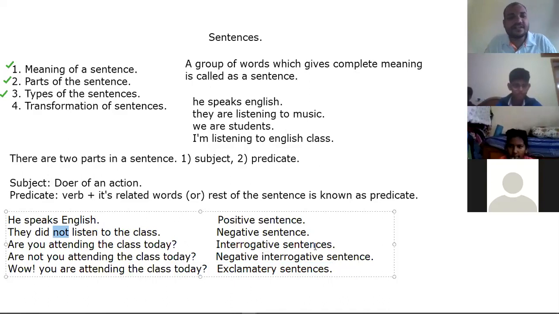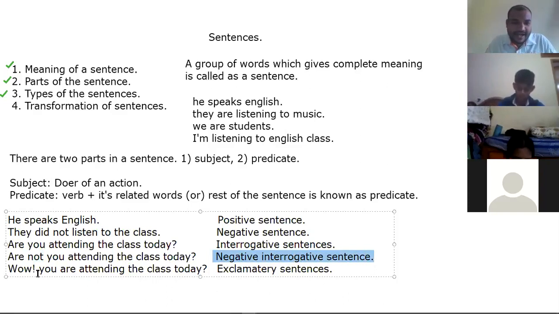So next, third type. What is the third type? Interrogative sentences. How can you identify these? Question marks. Very good. By observing the question mark. If there is a question mark, then it will be an interrogative sentence. In the sentence, there is a question mark and a negative word. In that case, it will be a negative interrogative sentence. Very good.